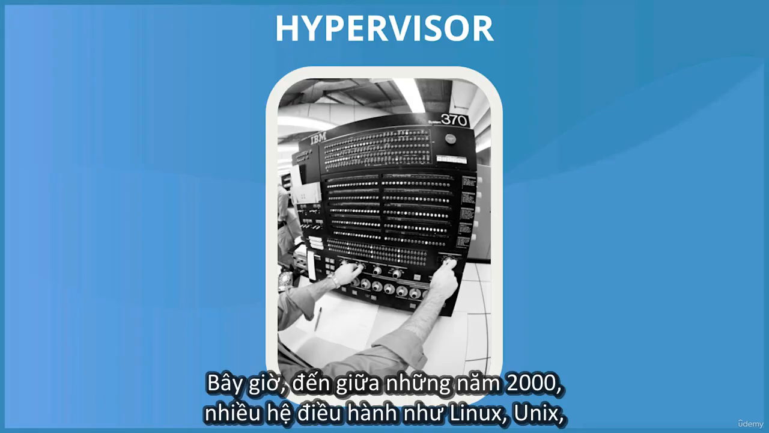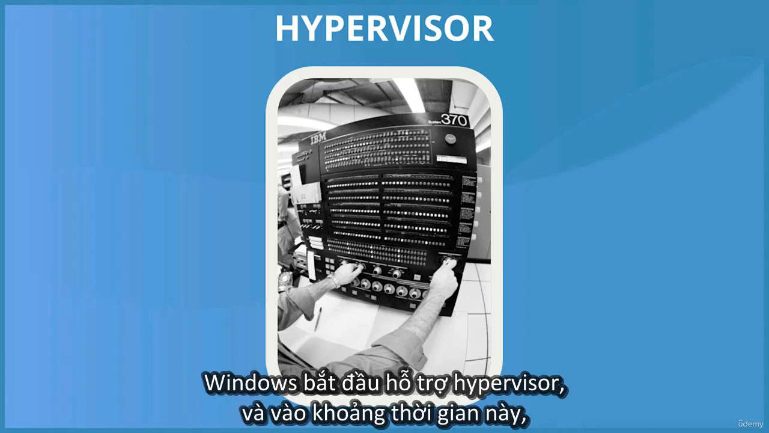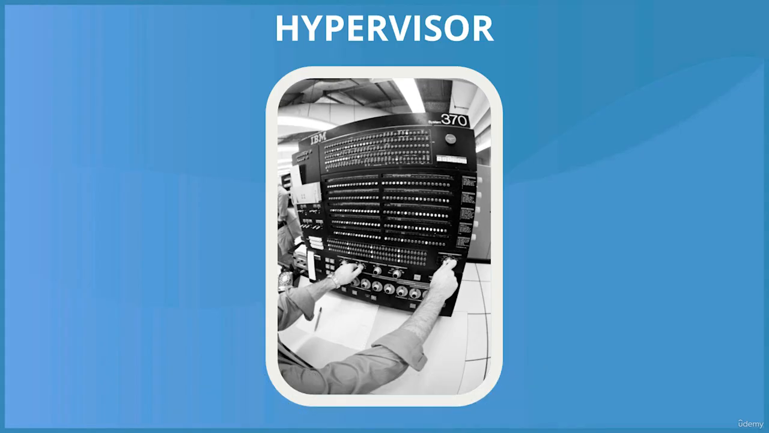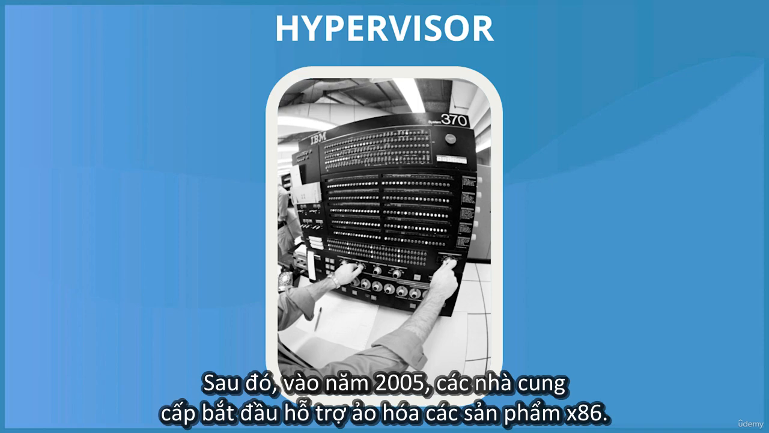Now, it wasn't until the mid-2000s that more OSs such as Linux, Unix, Windows all began supporting hypervisors, and around this time, hypervisors began premiering with better hardware, cost, and consolidation abilities. And then in 2005, vendors began supporting virtualization of x86 products.